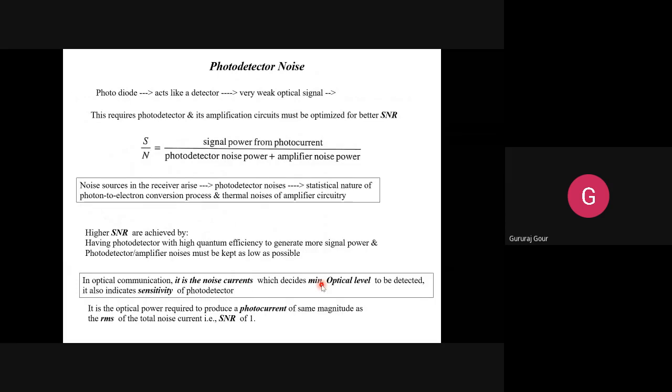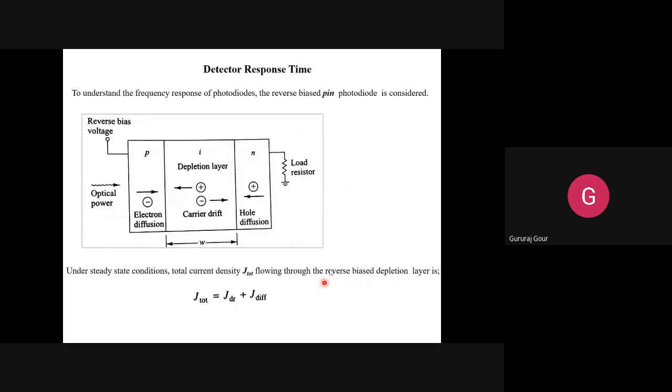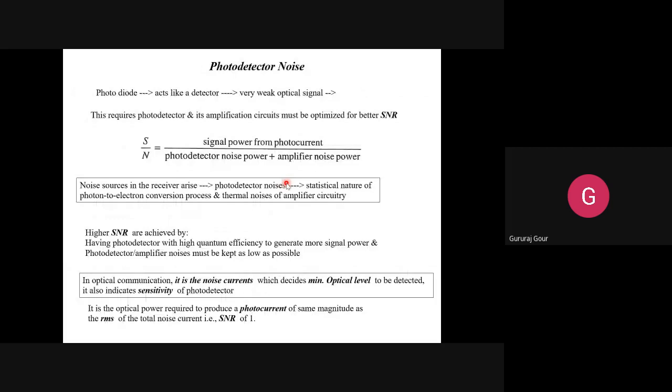You can understand the photodetector noise with respect to detector response time. So this is another important aspect as far as the photodiodes are concerned. This is the normal PIN diode we are taking to understand it easily. Reverse bias voltage. Here, guys, try to understand, noise is different and response time we are now discussing. Noise here means noise related to all these things.